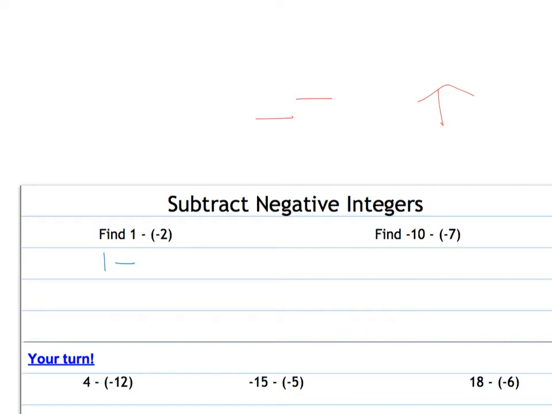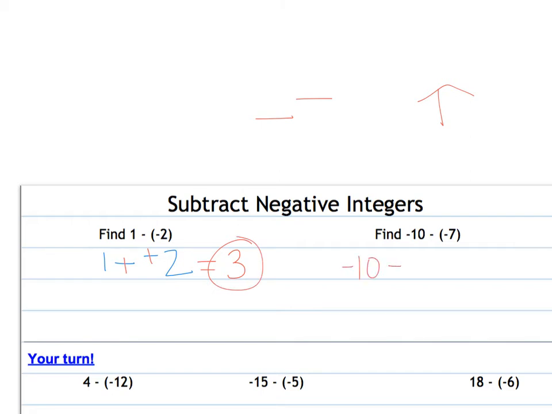So now I have a 1 minus a negative 2. Those parentheses are there just to separate the negative and the subtraction sign. I'm going to add the opposite. Taking away a negative is a good thing. So I get 1 minus a negative 2 is positive 3.